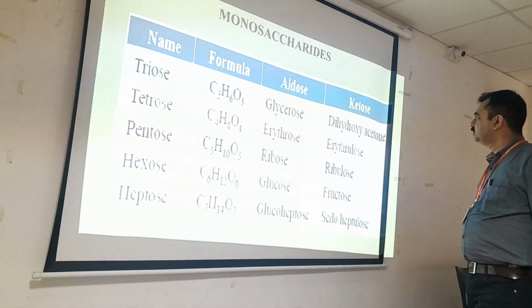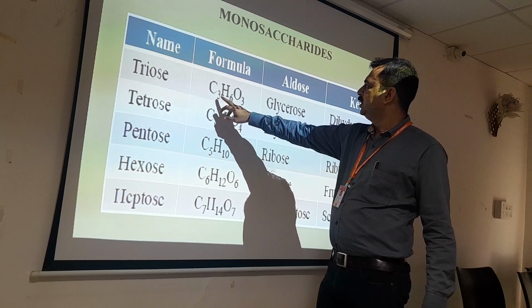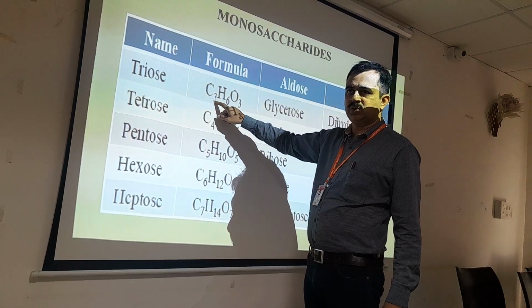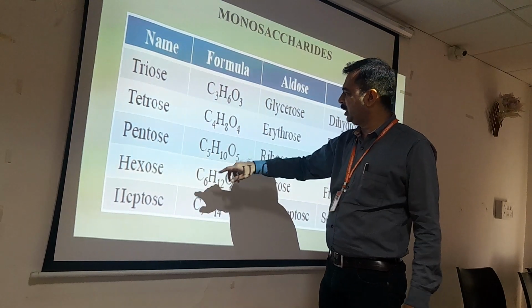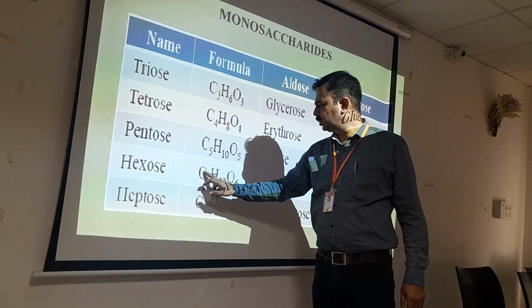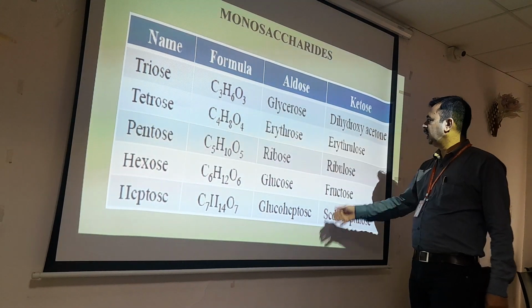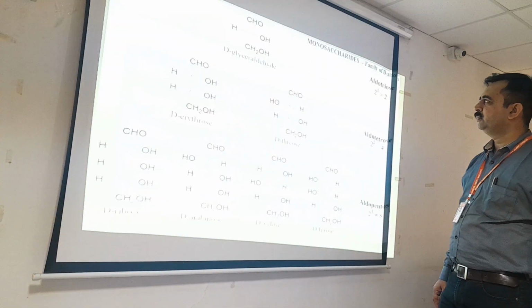Formula for triose: C3H6O3. According to the number of carbon atoms, they will be classified: triose 3 carbons, tetrose 4 carbons, pentose 5 carbons, hexose 6 carbons, and heptose 7 carbons. These are the aldoses and their ketose formulas that have been displayed.